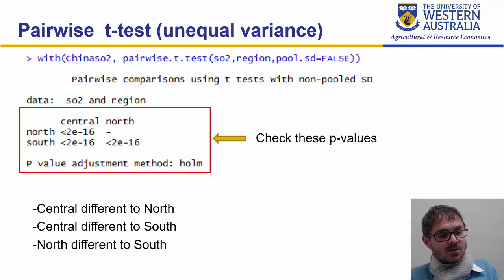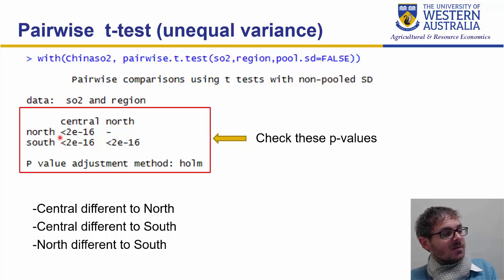So what are our results? Let's have a look at our results. With our China SO2 dataset, apply the pairwise.t.test function to, we put the measurements here. So these are the SO2 measurements, put the factor variable next, pool.sd equals FALSE. Why do we have that? We have that because we rejected the null for the Bartlett test, so it's not using the pooled variance. And it turns out that they're all different.